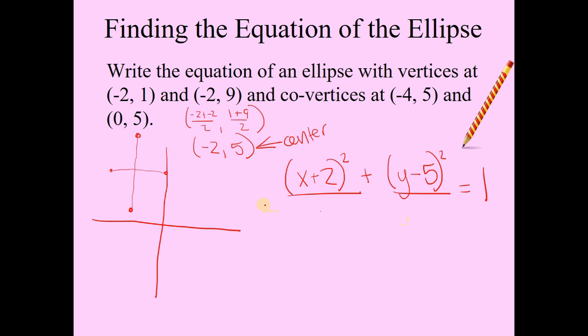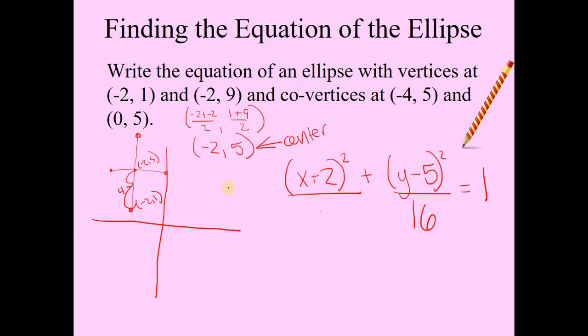So a, guys, remember back, a is the distance from the center to our vertices. So how much difference is there? If this is negative 2, 5, and my vertices are located at negative 2, comma 1, it looks like there's a distance of 4 here, right? And then a distance of 4 here as well. So that would tell me my a squared, which is located under my y, because that's my major axis, is y this time. I would have 16 under there.